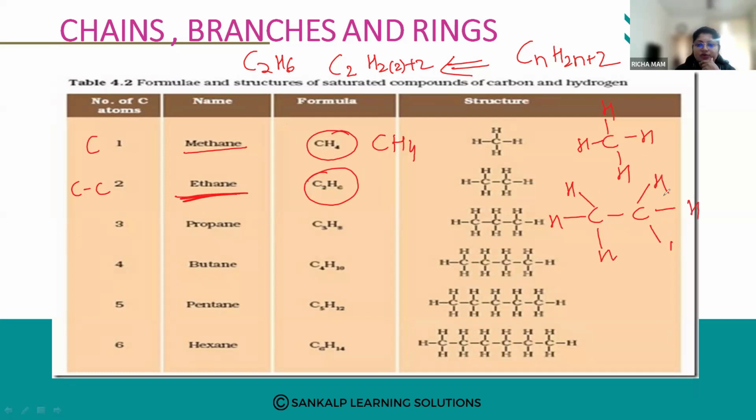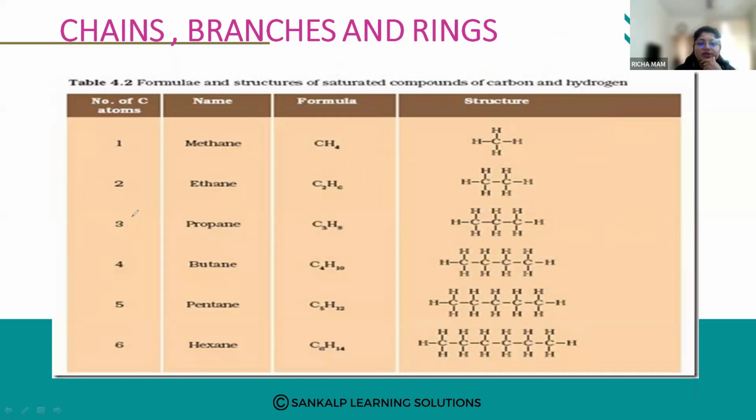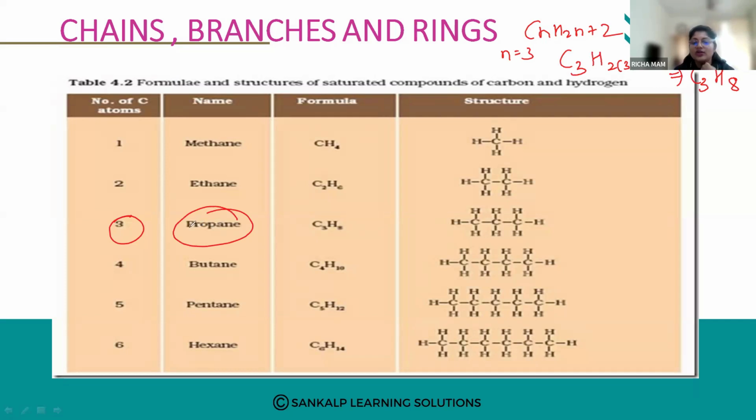So please follow this formula CnH2n+2. Now suppose carbon is 3, so n equals 3. So C3H, 2 into 3 plus 2. How much will it be? 2 threes are 6, plus 2 is 8. So it will be C3H8, which is called propane. When the number of carbon atoms is 3, it is called propane. The structure is like this.